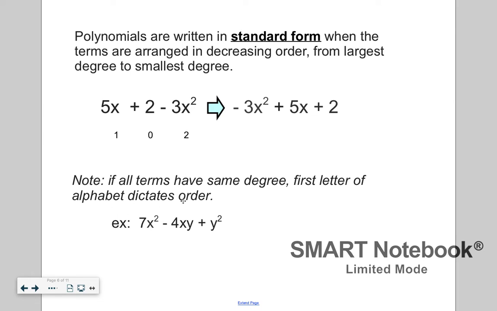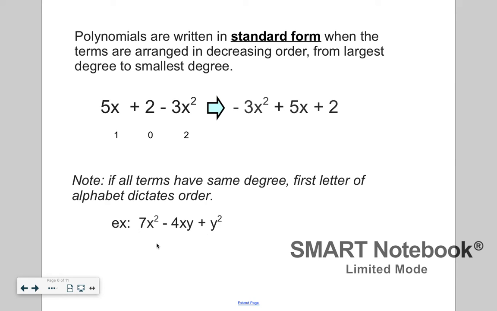And then this note on the bottom, this isn't super important. I just threw this in here because I know a lot of you like to get hung up on some of these little details. If you find yourself in a situation where here we have a trinomial and each of these three terms has a degree of 2, right? The negative 4xy has a degree of 2 because both the x and the y are being raised to the first power, and the y squared has a degree of 2.